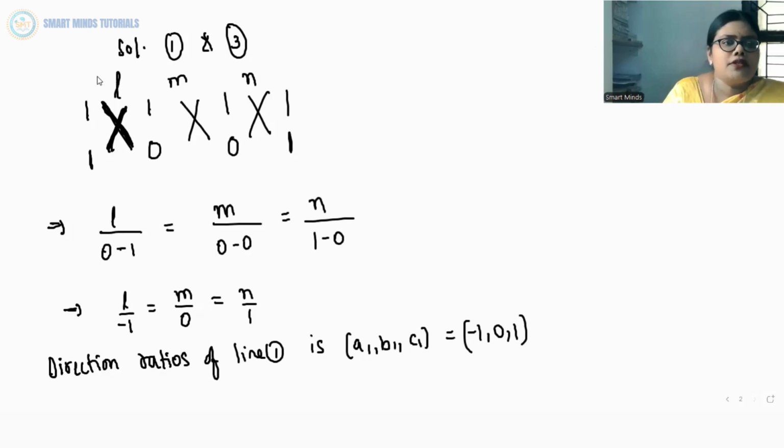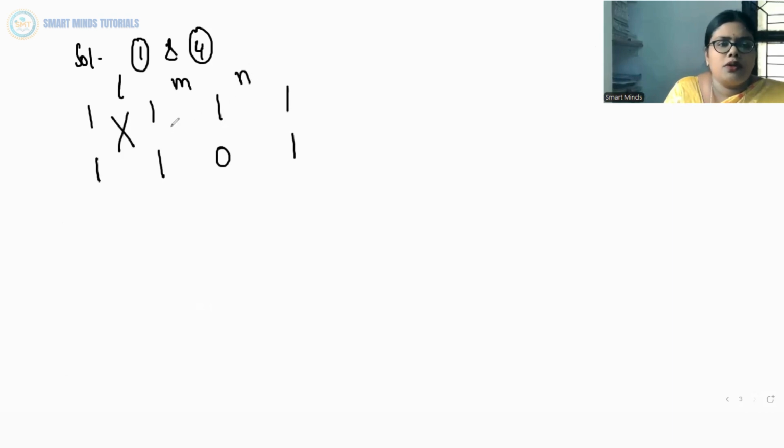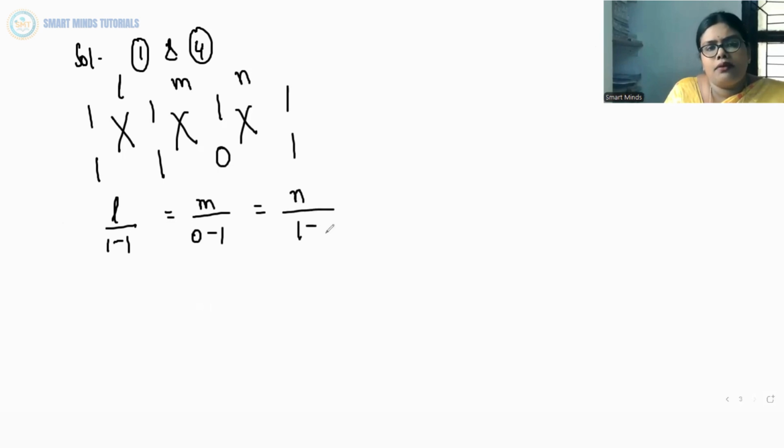The same way, if we solve equation number 1 and 4, from the first equation, again you will get 1, 1, 1, 1. Now from the fourth equation, what is the fourth equation? m + n = 0. So the m coefficient is 1, the n coefficient is 1. There is no l term in this equation, so we take a 0. Then again the m coefficient is 1. Here we write l, m, n, cross multiply. So l by 1 − 1 = m by 0 − 1 = n by 1 − 0. So l by 0 = m by −1 = n by 1.